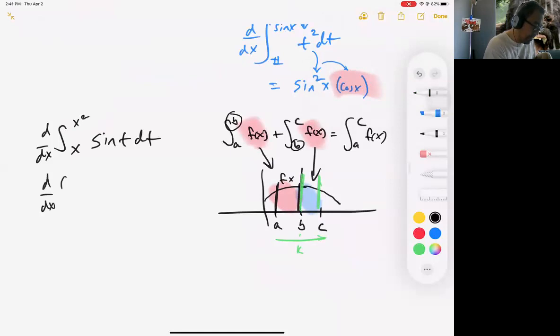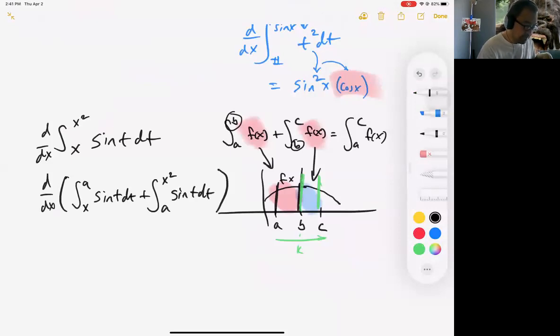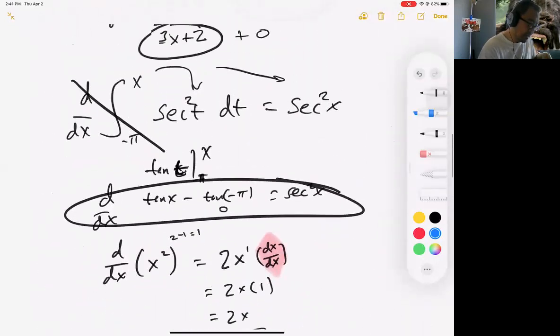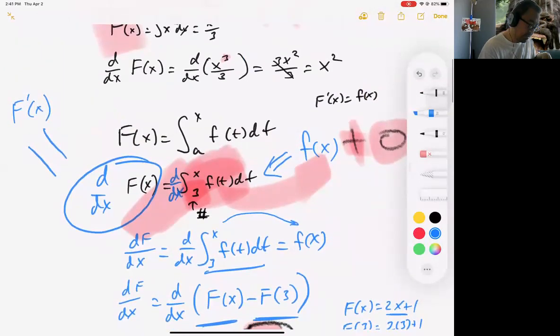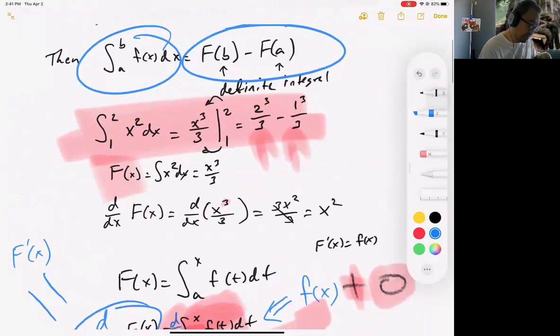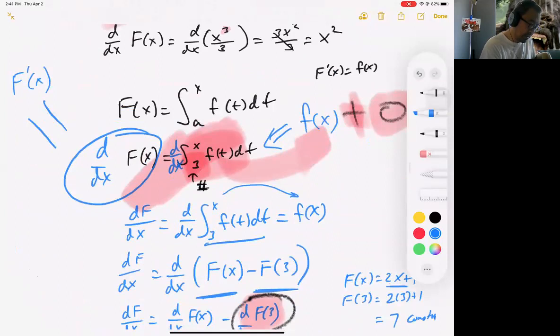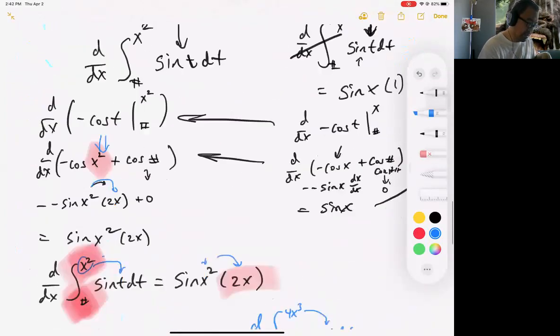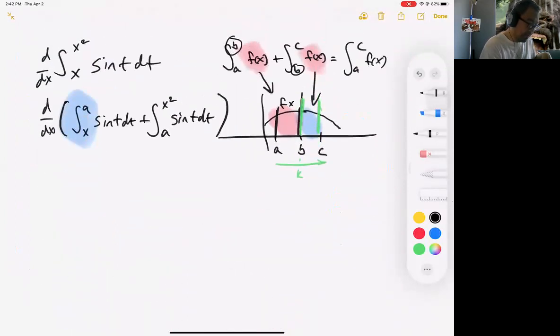So d over dx, this becomes, sorry, we're going to separate our integral from x to a of sine t dt plus the integral from a to x squared of sine of t dt. We do not like this order. Let's go back and take a look at my rule. My rule always goes, where's my rule? Oops. My rule is here. If you look here, it goes from a constant to our variable. Always from our constant to our variable. The rule is going the wrong way. We need to swap those around.